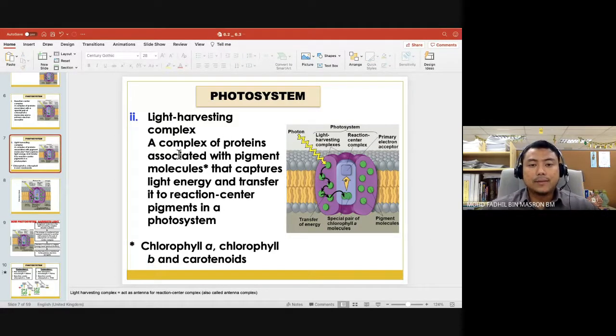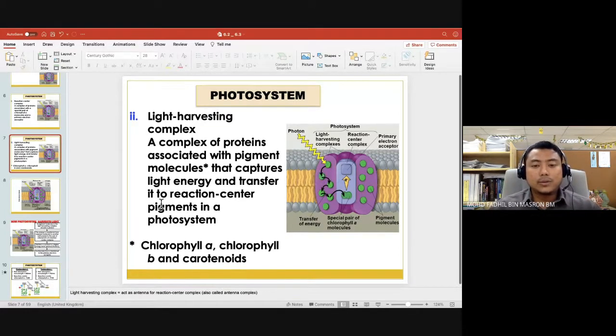Okay, again, so light harvesting complex ni ada kompleks yang ada molecules itu tadi that captures light energy. So this pigment lah yang akan capture light energy and transfer it to reaction center pigments in a photosystem. Reaction center pigments tu last sekali dia akan hantar elektron tu ke tengah sini dekat dalam reaction center complex. Okay, so itu adalah idea asas dia. Okay, capture light energy and transfer it to the reaction center pigments in a photosystem dekat sini. Okay, so ni gambar dia lah.